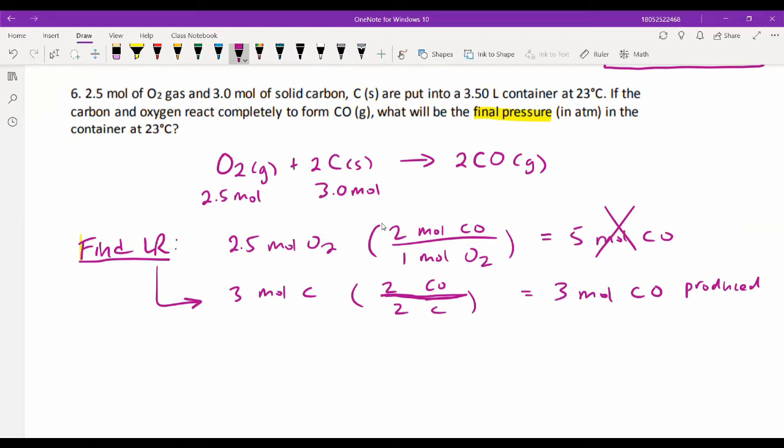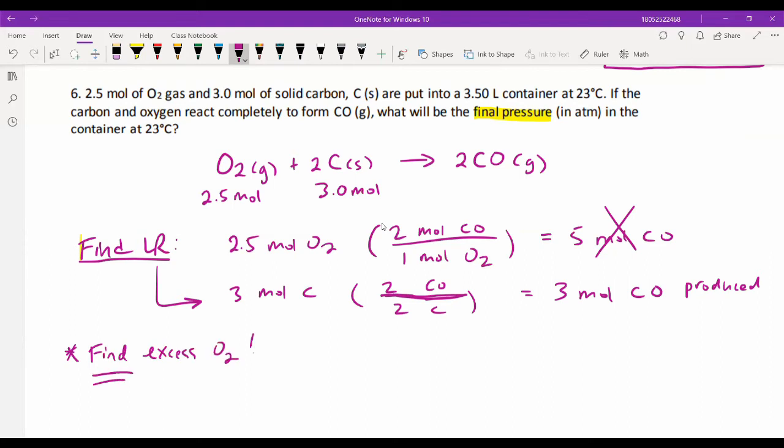Some people might just plug that into the ideal gas law, find the pressure, and then be done. But that would be missing an important thing, which is that in this container, there is still leftover oxygen. Because that's a gas, that's going to contribute to the total pressure. So before we use the ideal gas law, we have to remember that we want to find the excess oxygen.